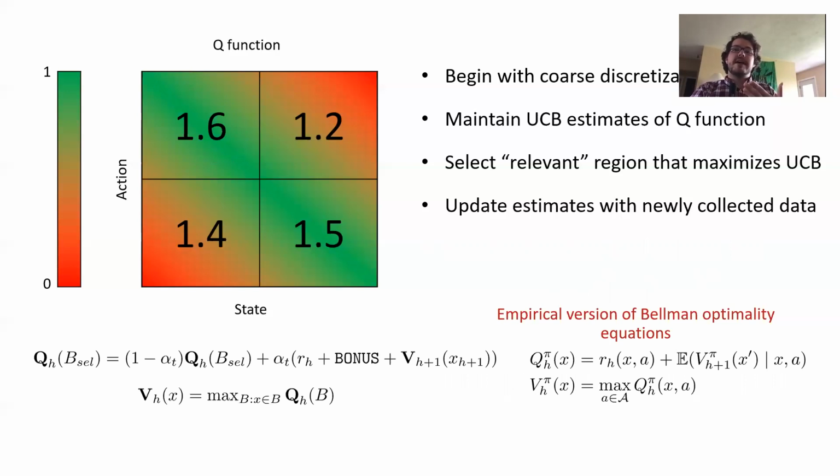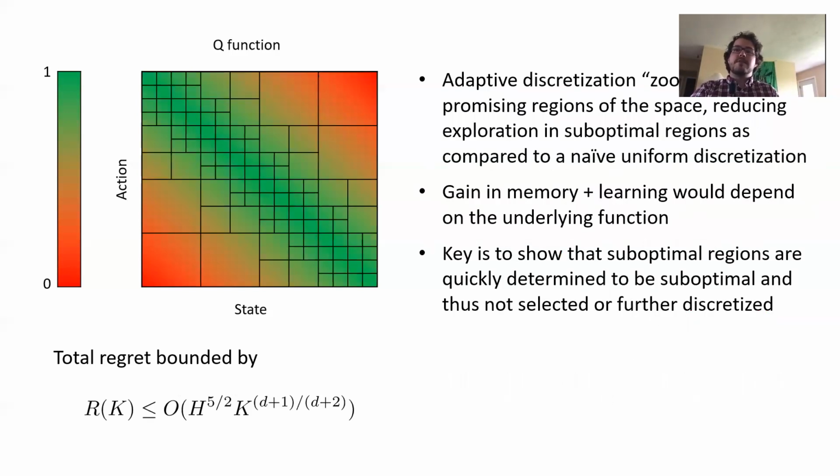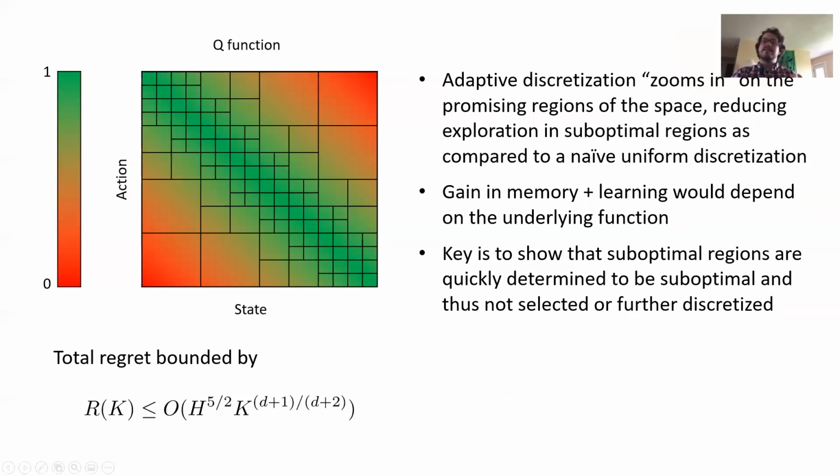And once we've decided we need to subpartition, we split that specific relevant region into 4 different sections. This process then repeats until the end of the episode, and hopefully you are converging to learn the optimal policy. And what we tend to see with our algorithm is that it zooms in on the promising regions of the space. And what that does is it reduces exploration in suboptimal regions as compared to a uniform discretization.